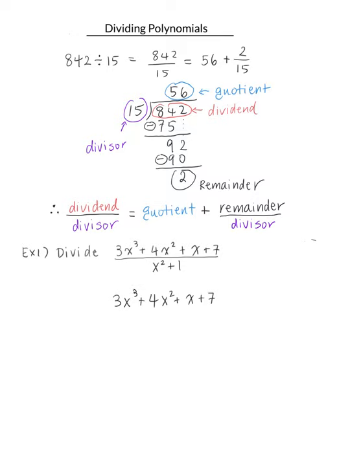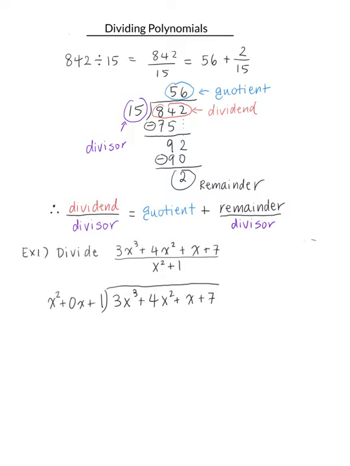So this whole thing divided by x squared plus 1. But notice that x squared plus 1 starts from degree 2, but degree 1 is missing. So what you need to do is rewrite this as x squared plus 0x and then plus 1. Alright, so let's do this.